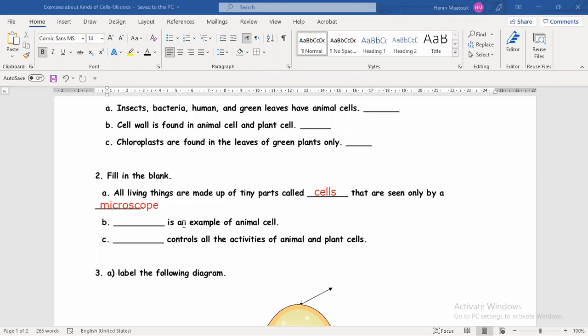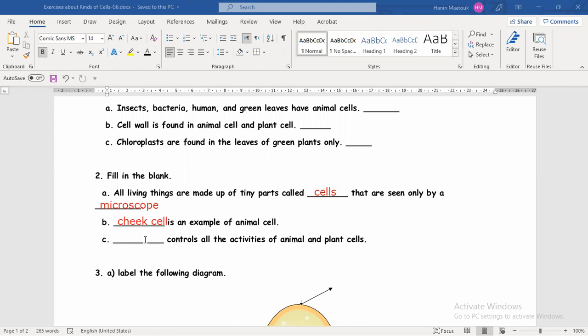Part B: blank is an example of animal cell. This is an open sentence, so any example you put, as long as it's an animal cell, will be considered correct. So you can write bone cell. So bone cells, they are animal cells. You can write muscle cell. You can write blood cell. You can write cheek cell. You can write skin cell. So any kind of cell that is in our body, we can put in this sentence. So I will write cheek cell.